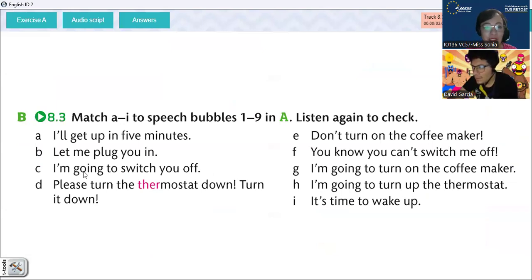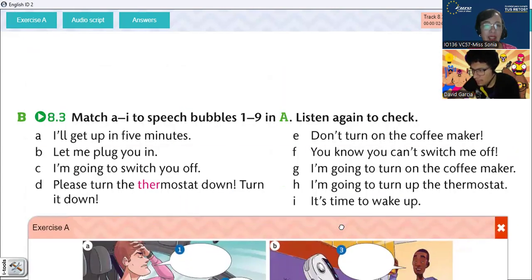But this is for practicing listening, of course, right? So I'll get up in 5 minutes is one of the moments with the coffee maker, the coffee machine, right? Let me plug you in that you mentioned is the man telling the robot, no? Yes. I'm going to switch you off is? Letter C and the bubble one. Okay. In that case, please turn the thermostat down. Turn it down. The girl, no? Picture C. Okay. The girl in picture C, of course.